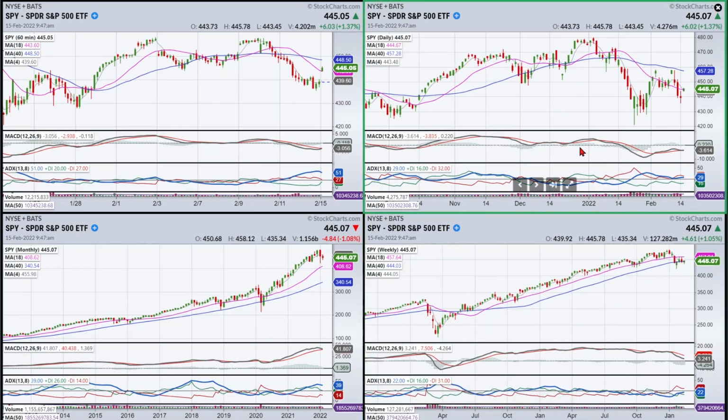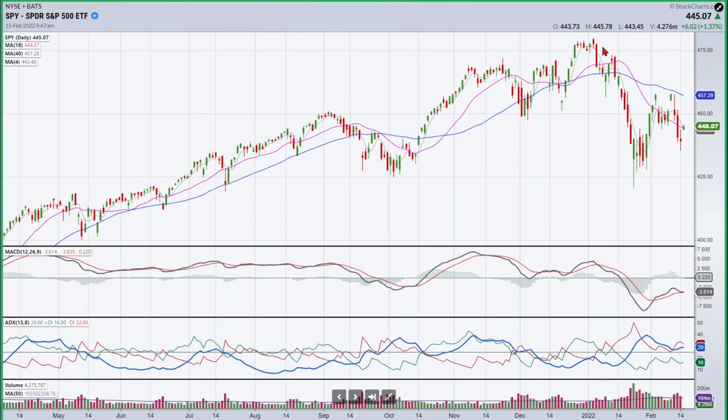If we look at the daily chart, the moving averages are moving to the downside. We've got an 18 and a 40 where the 18 is below the 40 and both lines are declining. Now, I've already outlined this key level up here, this high. And if you did a retracement, if you took this peak and this low, the retracement is 618. So that's the 62% retracement right here.